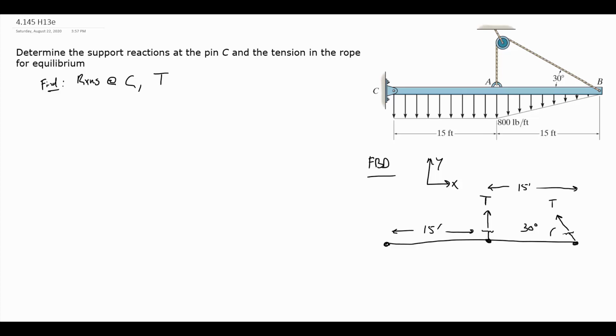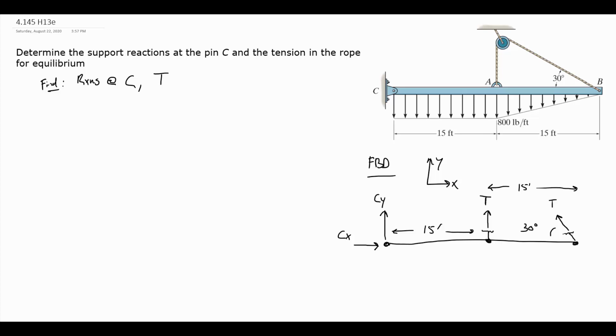And I'll put the reaction at C now, because we know what that looks like from earlier: a horizontal component and a vertical component. I will assume positive right and positive up. Now we can address the new part, this distributed loading that's happening.